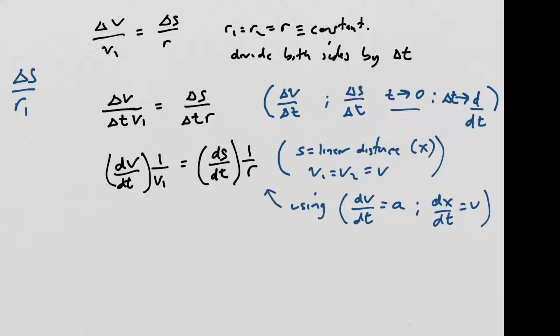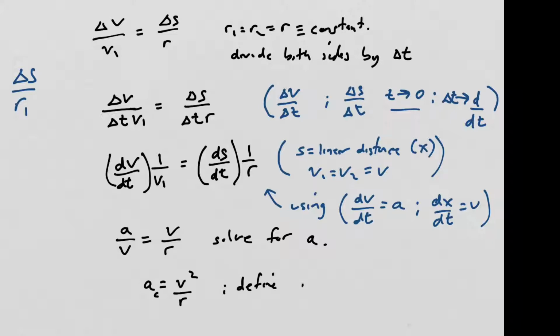So plugging these into the above, our equation now becomes acceleration over velocity is equal to velocity divided by the radius. And now all I want to do is some simple algebra and solve this for the acceleration. And we get acceleration is v squared over r. This is a type of acceleration that we discovered from moving in circular motion. So we're going to call this a sub c, and then define a sub c as centripetal acceleration.